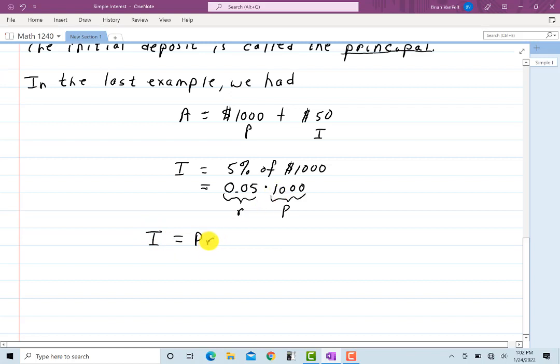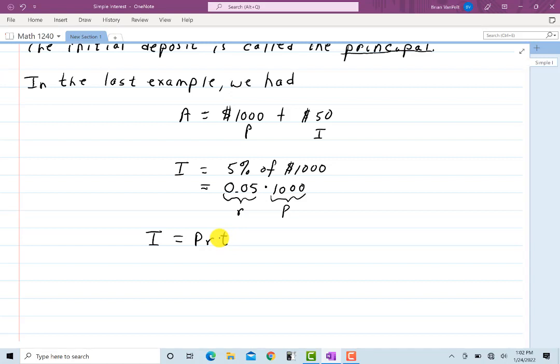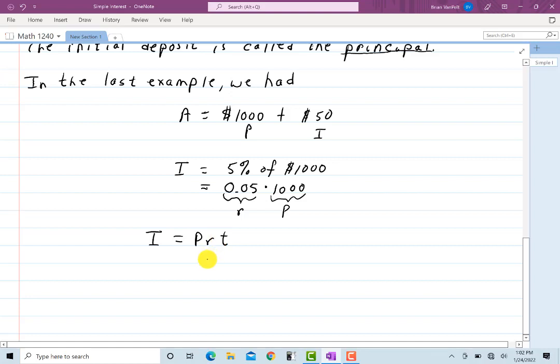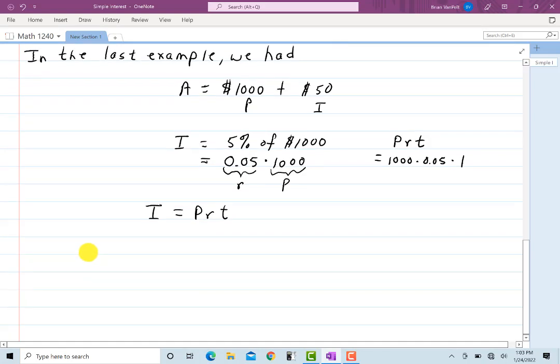But one thing I didn't put on this is this letter, T. The reason why is because we just did it for 1 year. So technically speaking, we did the following computation in our example. We did PRT, that was equal to the 1,000, and then I had the R. But the T, the reason why I didn't talk about it in that example, is because the T was 1 year. So technically speaking, it's PRT.